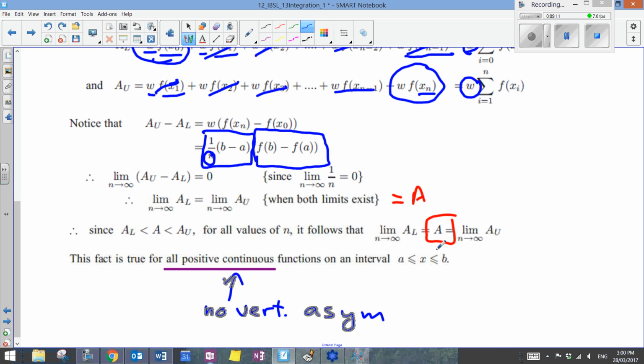Again, this just reinforces that the area of the space we're trying to find is sandwiched between that lower and upper area. So again, you have a limit as n approaches infinity, and you converge to the actual area.